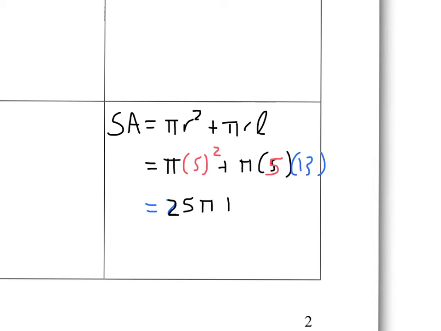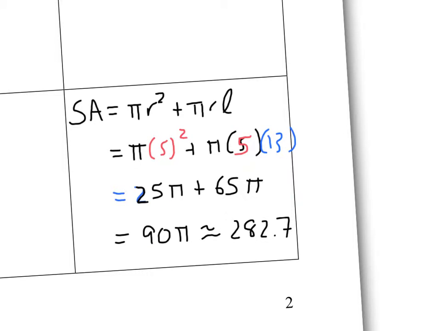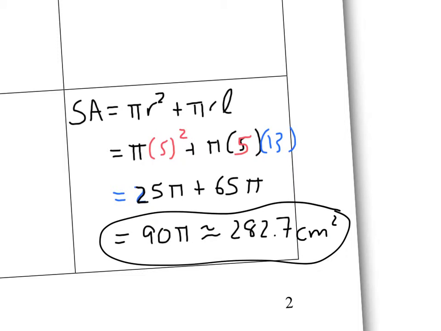25 pi plus 65 pi is equal to 90 pi, which is approximately 282.7 centimeters squared. All right, so finding the surface area of a cone is less complicated than finding the surface area of a pyramid.